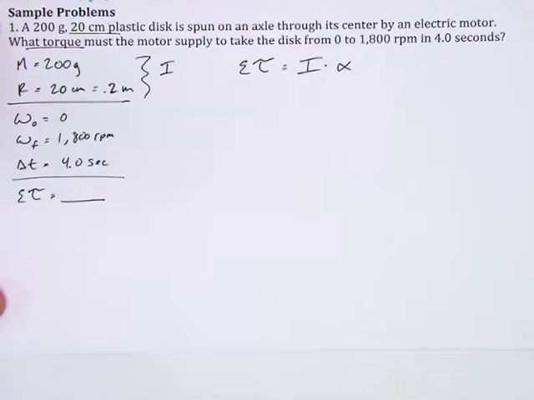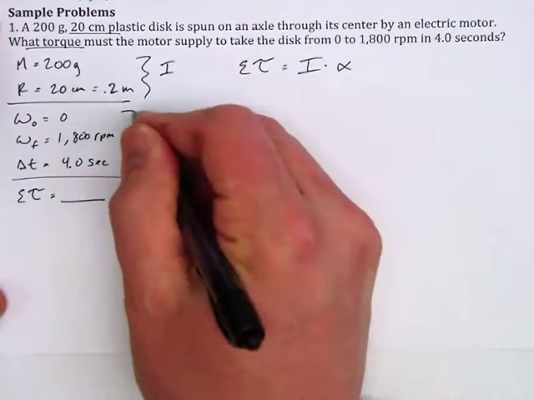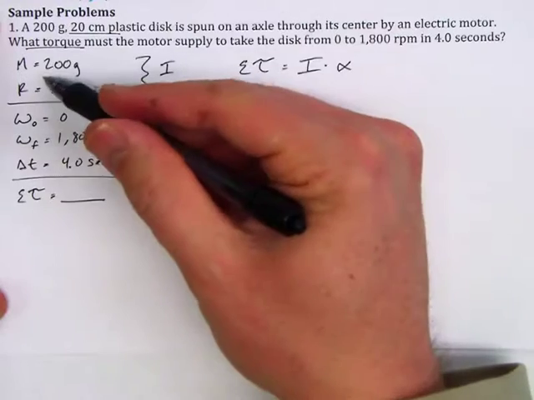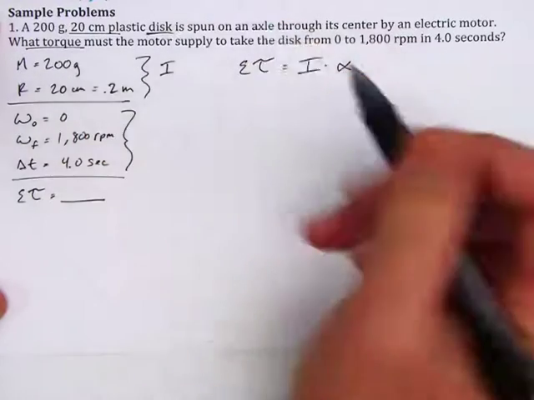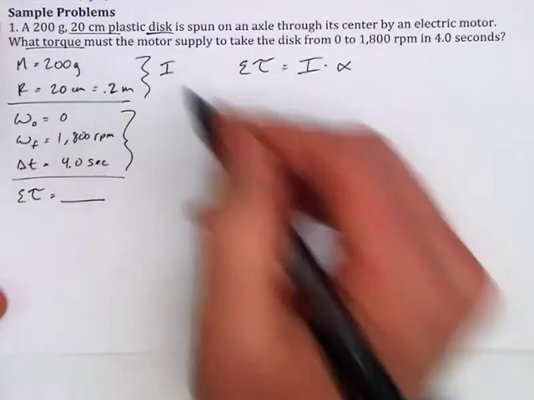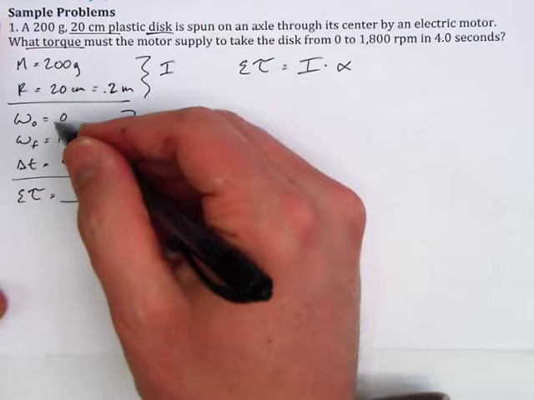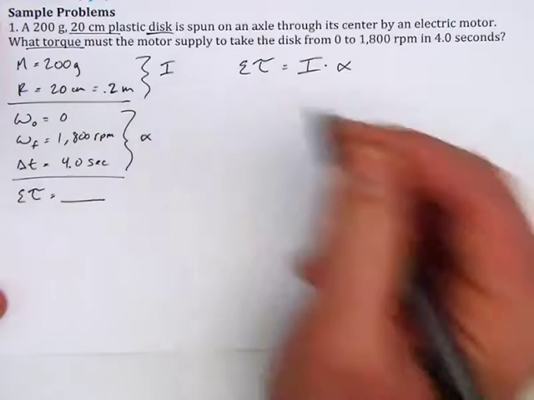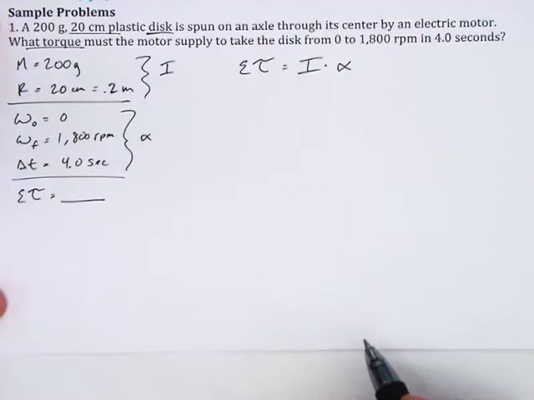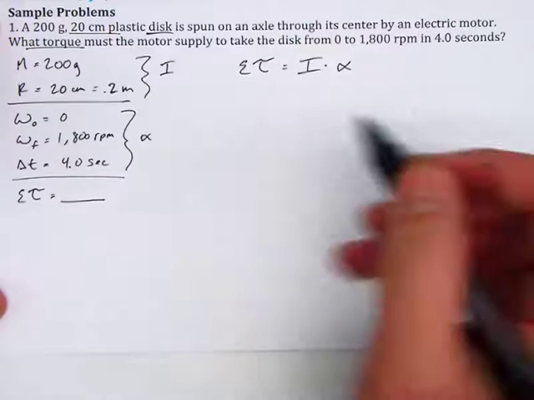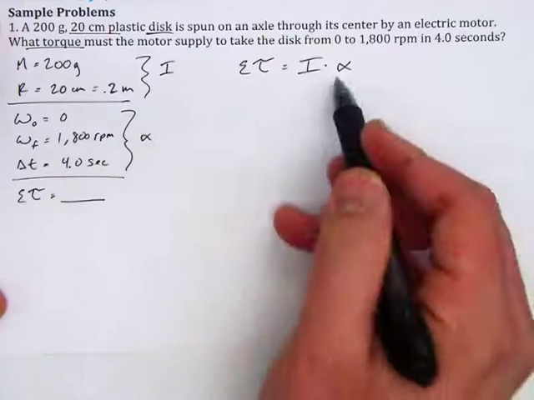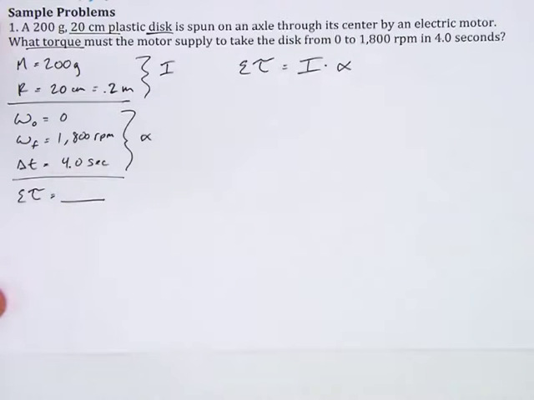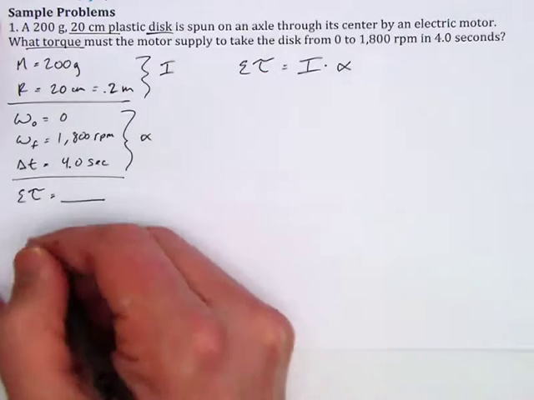Now, if we look at what we're given, the disk, the mass and the radius, that's going to be information to solve for I. And omega initial, omega final, and time will be information I can use to solve for alpha. So in the way that I approach this problem, I can find I, I can find alpha, and those together are going to tell me the net torque. So let's do it separately. So I'm going to solve for I down here.